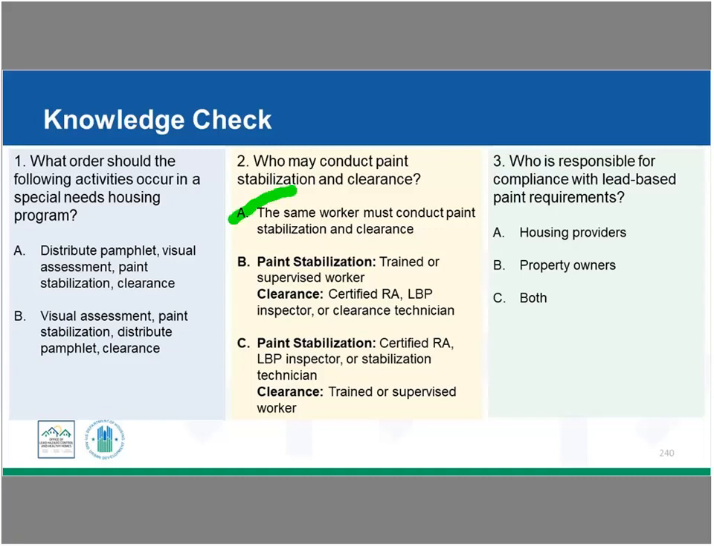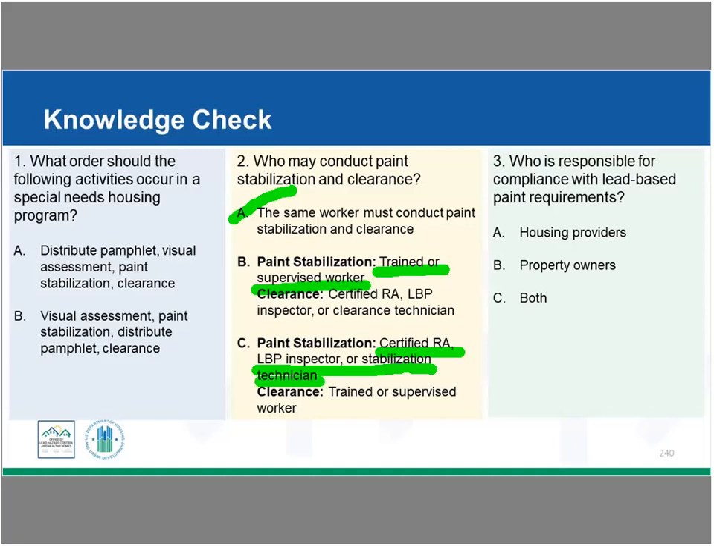On both of these, then, we have to look at who can do the paint stabilization itself, and then who can do the clearance. We can have a trained or certified supervised worker do that, and under C, it's more limited to an inspector or a stabilization technician.